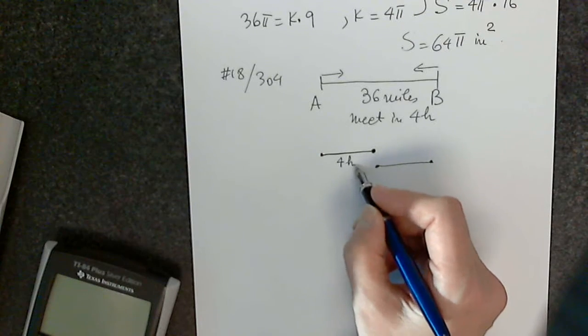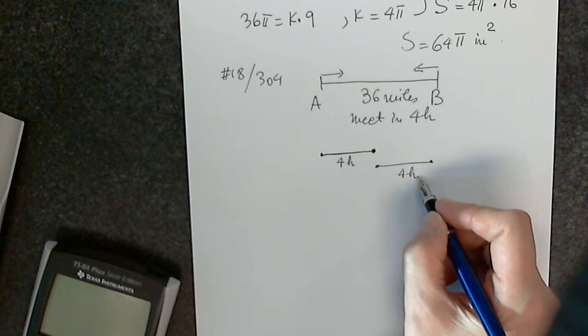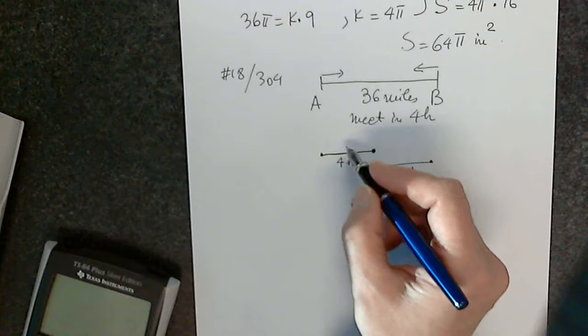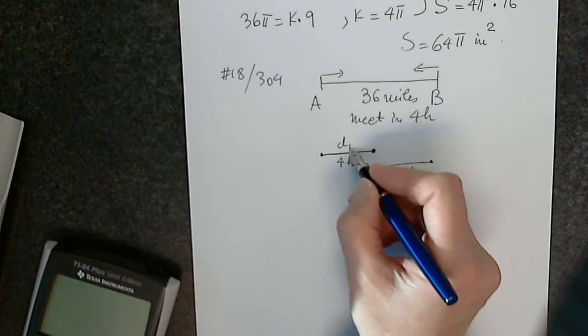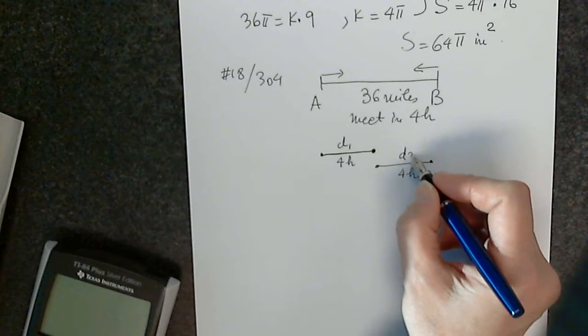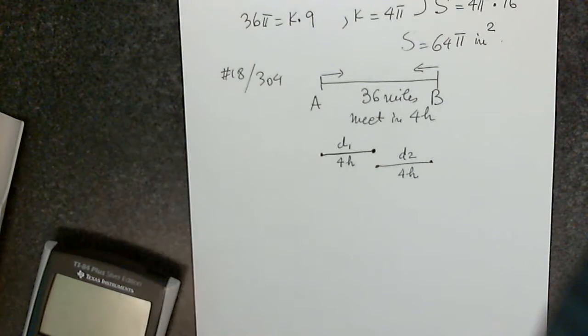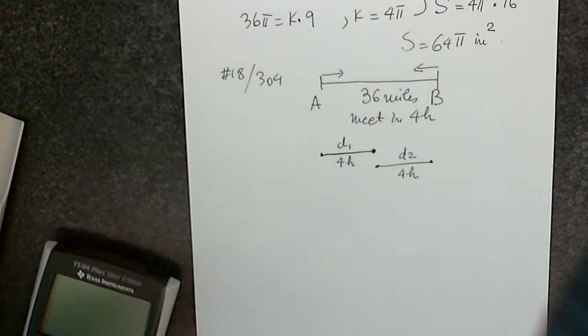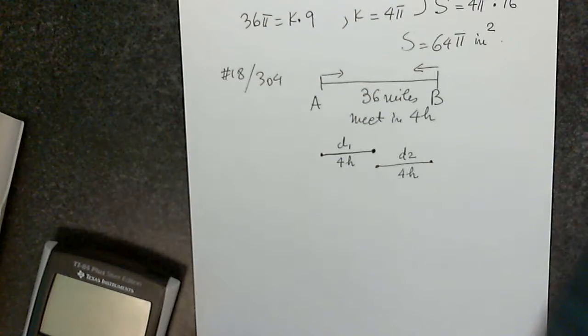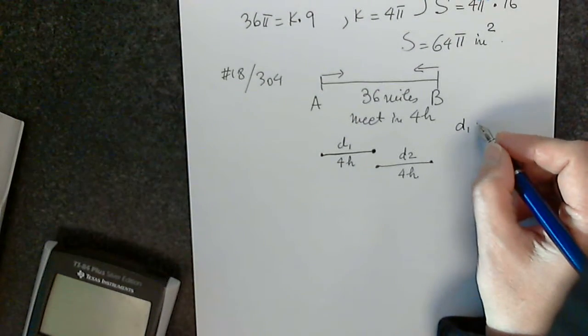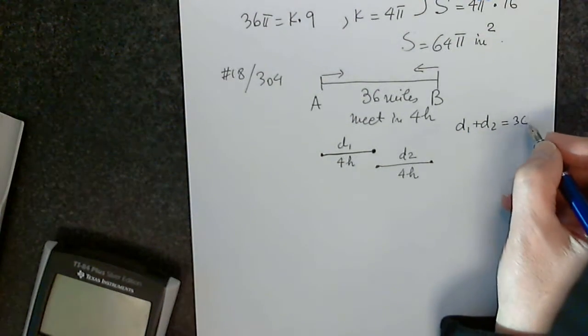This one walks for 4 hours. This one covers a distance D1, and this one covers a distance D2. But what is the relationship between D1 and D2 and 36? Yeah, D1 is twice as much as... No, no, no. Okay, if you want to say that, you can. But definitely D1 plus D2 must equal 36.